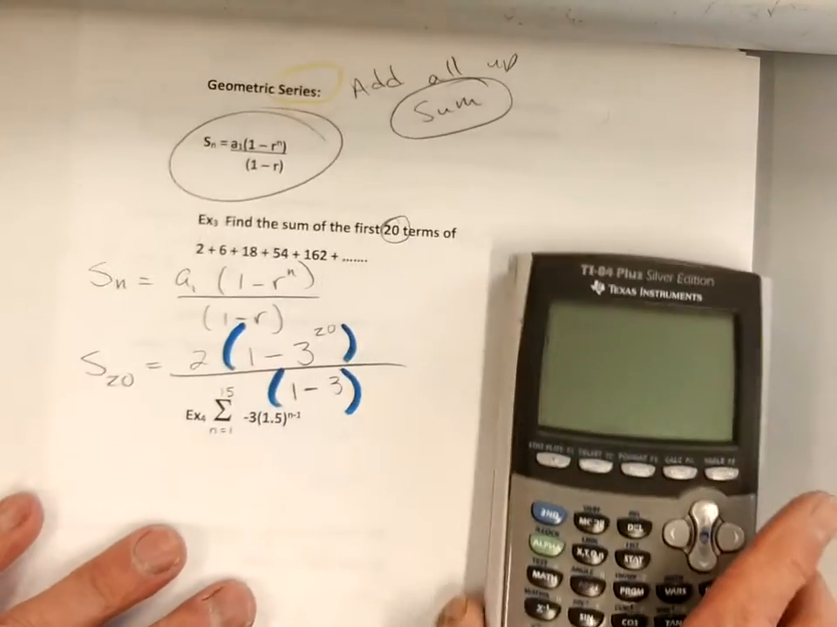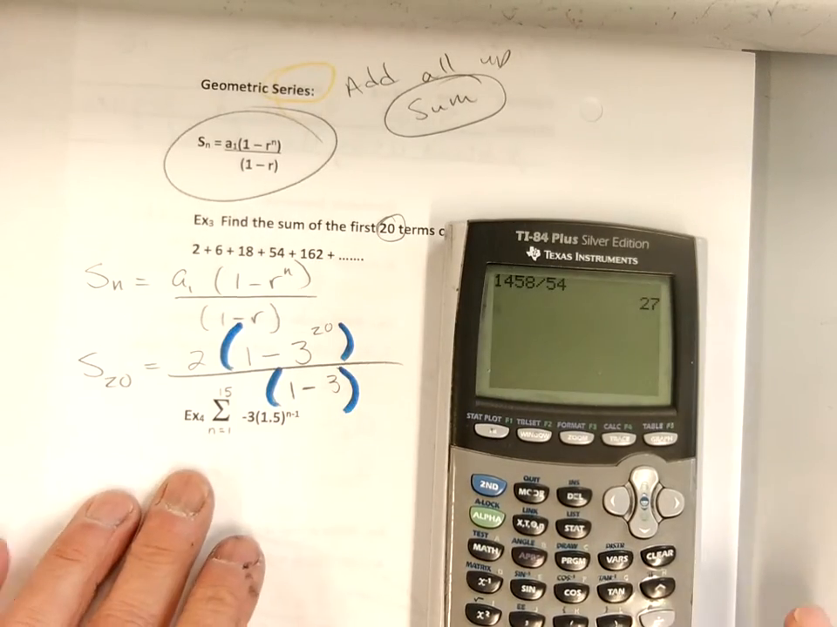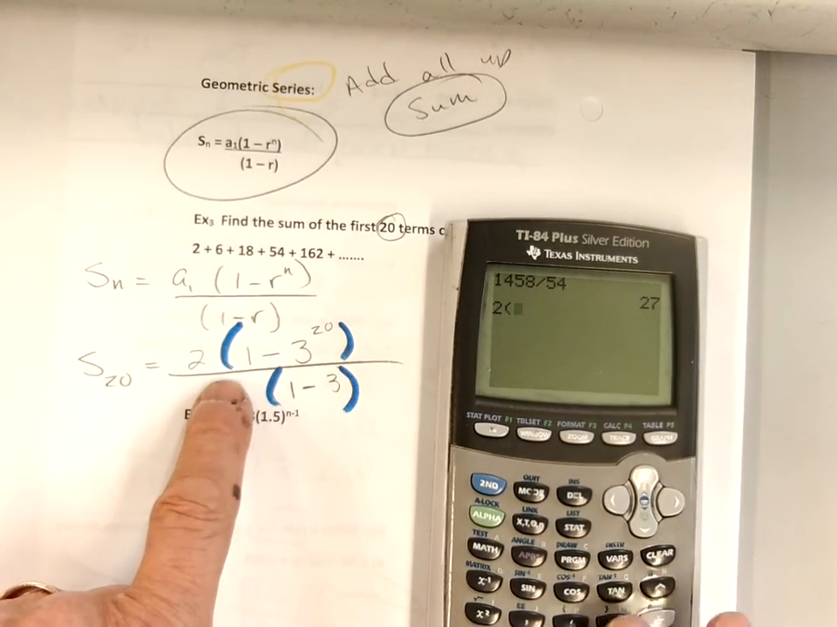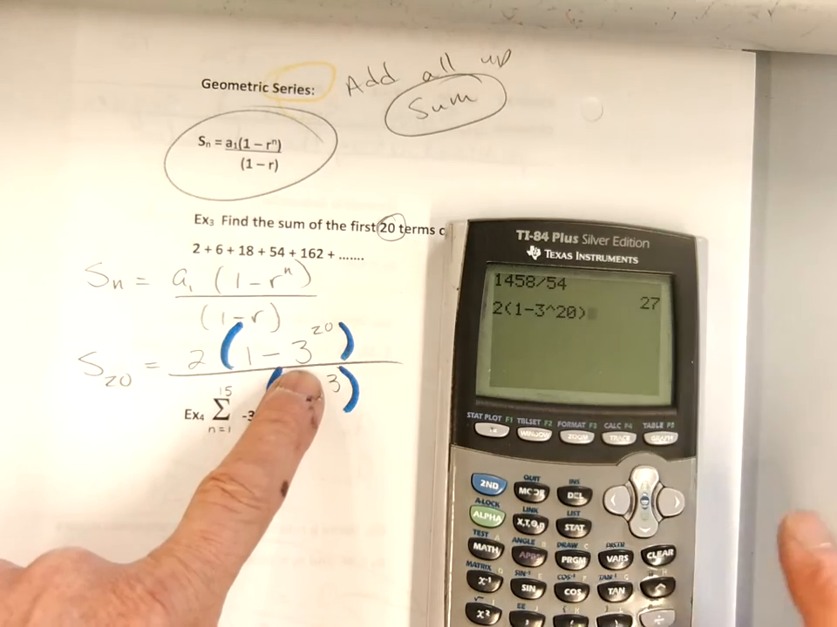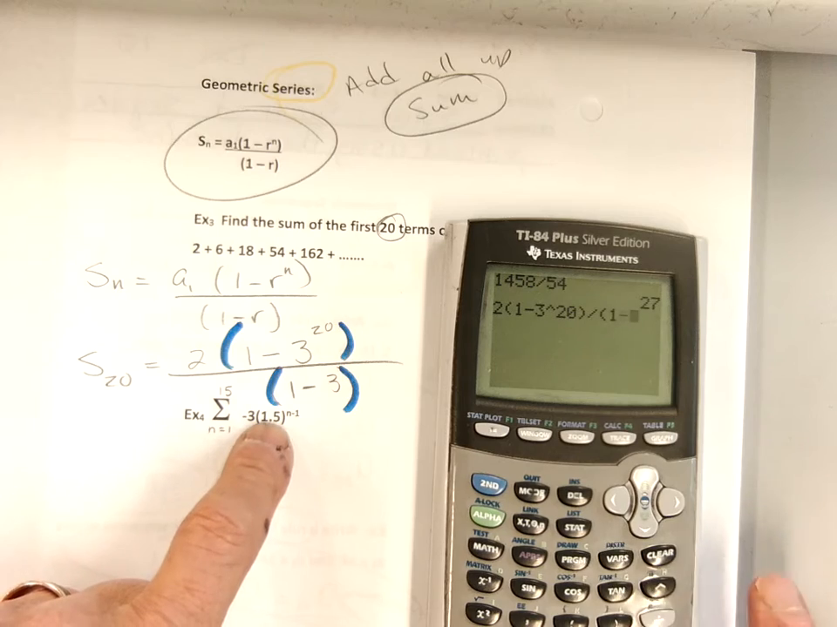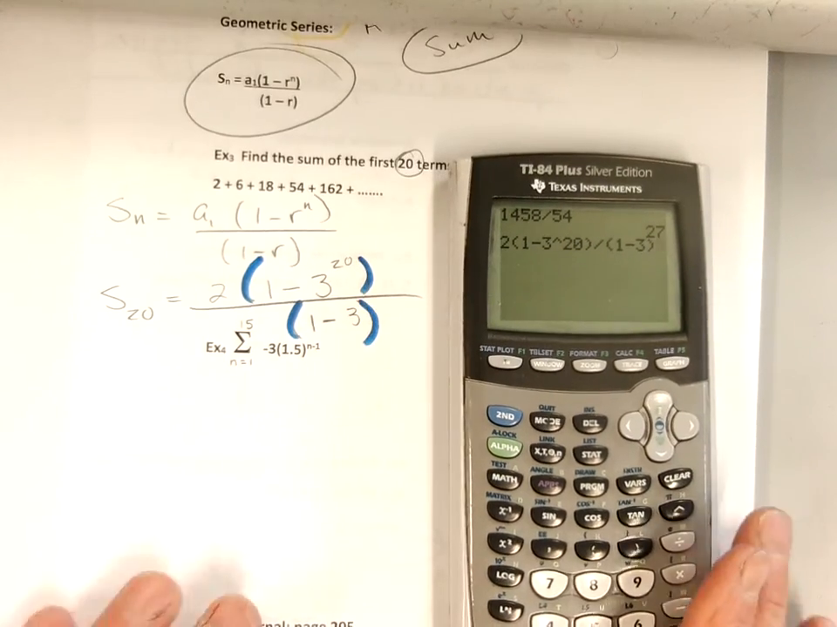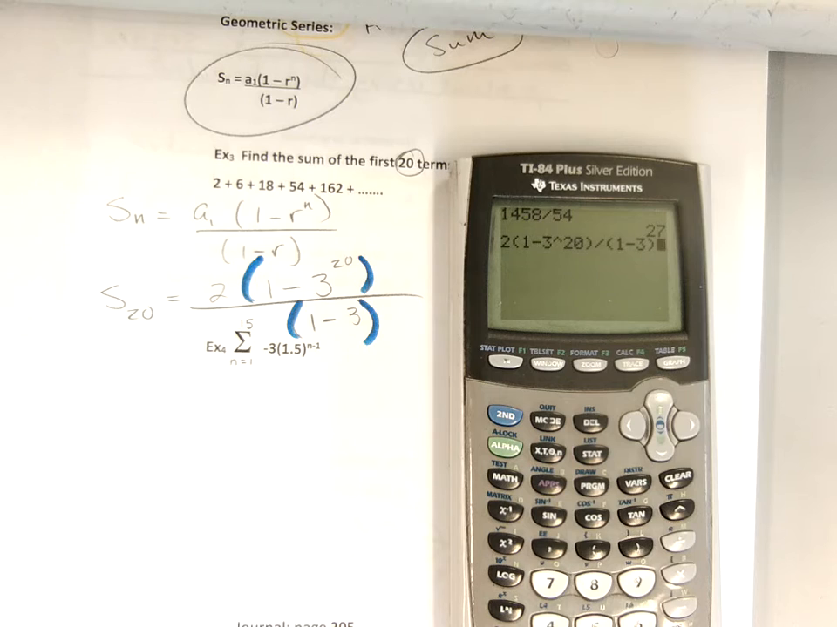So I'm going to just type it in. Watch how I type it in. Even an old school calculator can do it. 2, parentheses. All right, there it is. And you see where the parentheses are? Now, if you've got a new calculator, it looks a little bit better than this, 20 like that, right? Old school. And push enter. You have the answer. Okay. Almost done. Push enter.